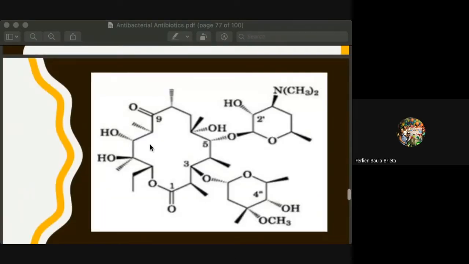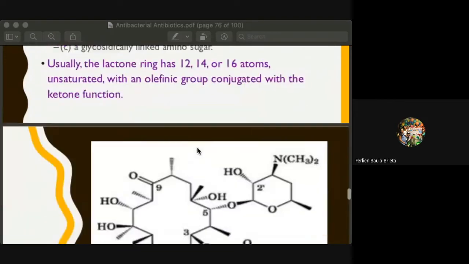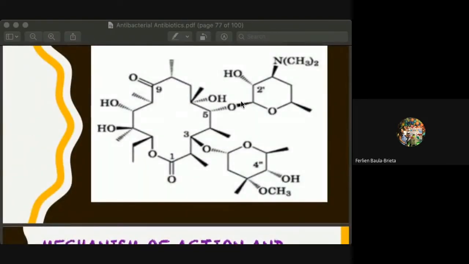This is how the macrolide looks like. And double bonds are present. And then we have here the ketones linked. Ketones natin, yan. And then we have amino sugars that are linked glycosidically. So in the macrolide, we have ketones in C1 and C9, and then we have our amino sugar linked glycosidically. So that is how a macrolide looks like.